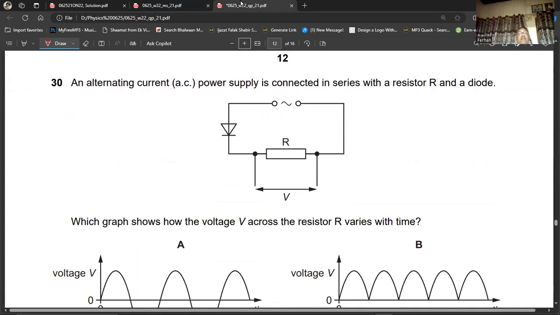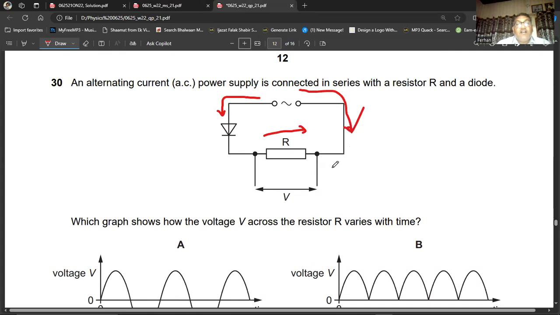Question number 30 is showing up on your screen. An alternating current AC power supply is connected in series with the resistor R and diode. Which graph shows how the voltage V across the resistor R varies with the time? So when the conventional current comes in this direction, this diode will let the current flow through it. And obviously, the current will flow in this direction through the R.